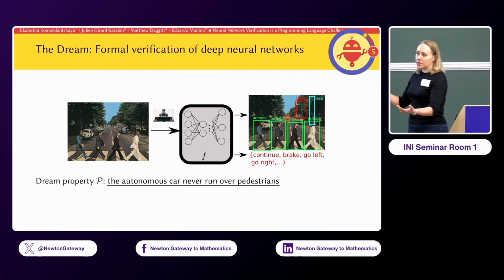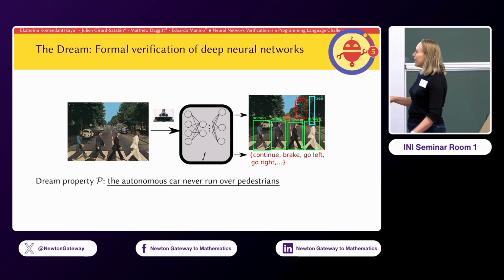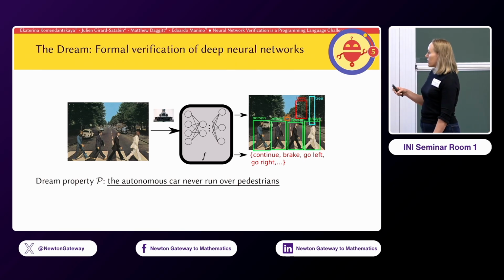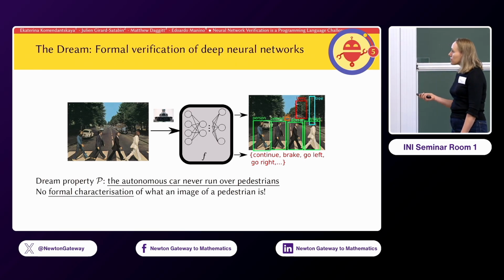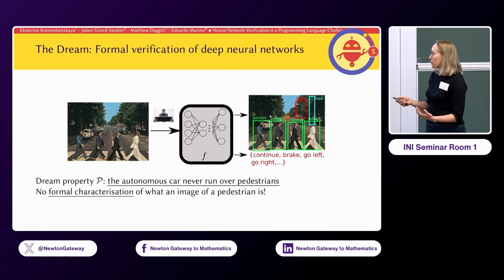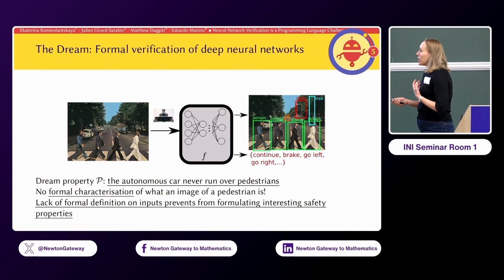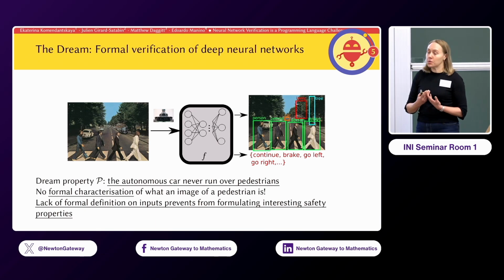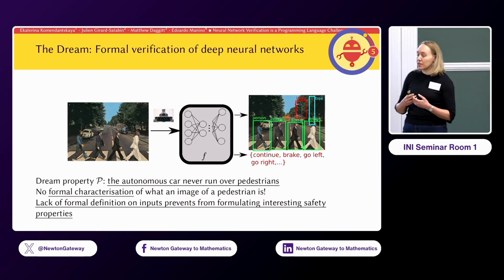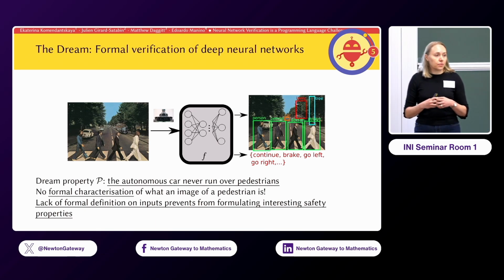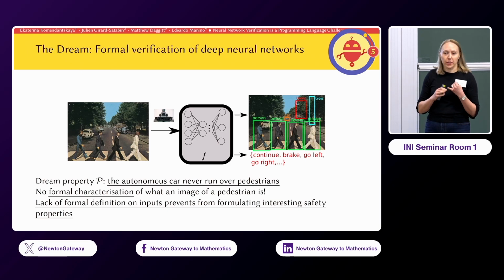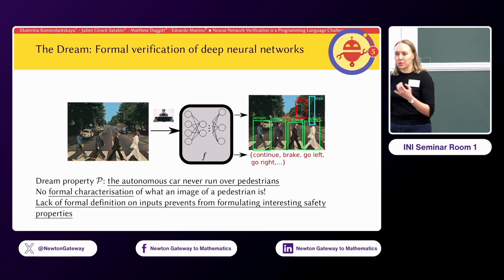So the dream property to verify would be that the autonomous car never runs over pedestrians. However, there is no formal characterization of what an image of a pedestrian even is. And of course, the lack of formal definition of inputs prevents formulating interesting safety properties. So that is the first reason why people like June don't want to deal with this part of neural net verification.